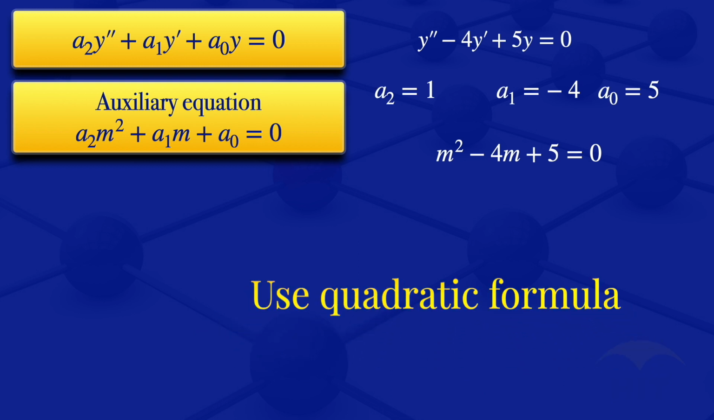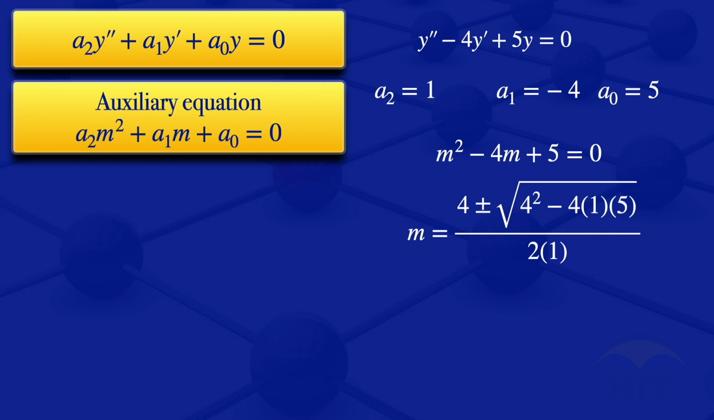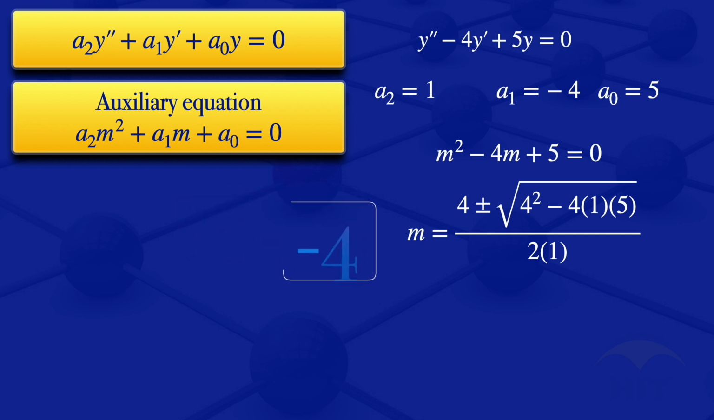Minus b plus or minus square root of b squared minus 4ac divided by 2a. So using the quadratic formula, we would have our m equals 4 plus or minus the square root of 4 squared minus 4 times 1 times 5, divided by 2 times 1. Under the square root sign there, we're having a 4 squared, and that's a 16. 16 minus 4 times 1 times 5, that's 16 minus 20, which gives us a minus 4.